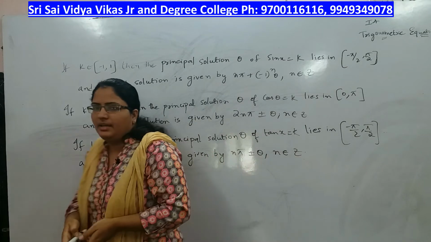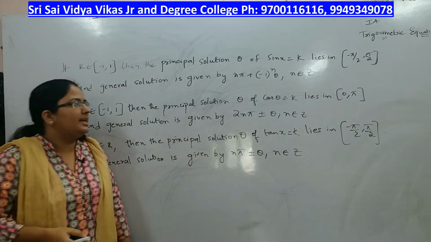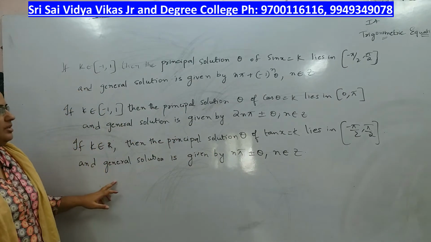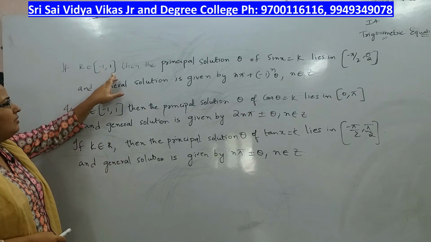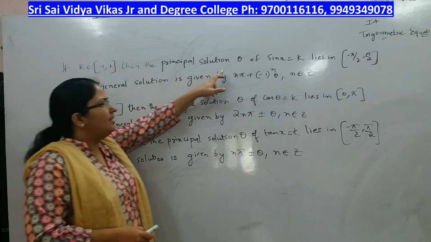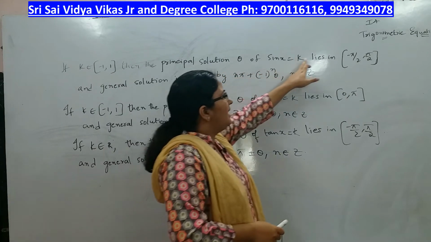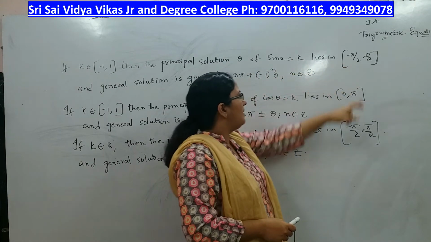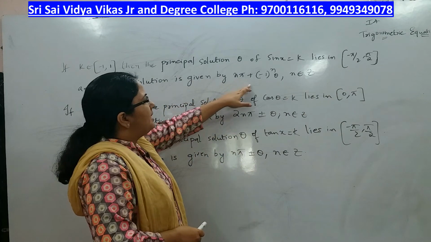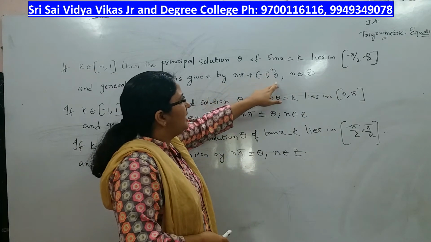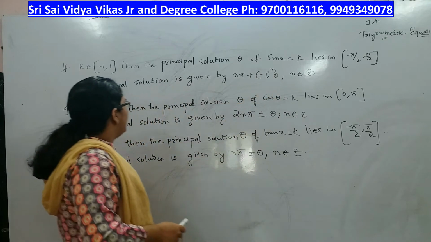Okay, we are starting a new chapter, that is trigonometric equations. Before going to the chapter, we have some notes. If k belongs to [-1, 1], then the principal solution of sin x = k lies in [-π/2, π/2], and the general solution is given by nπ + (-1)^n θ, where n belongs to Z.